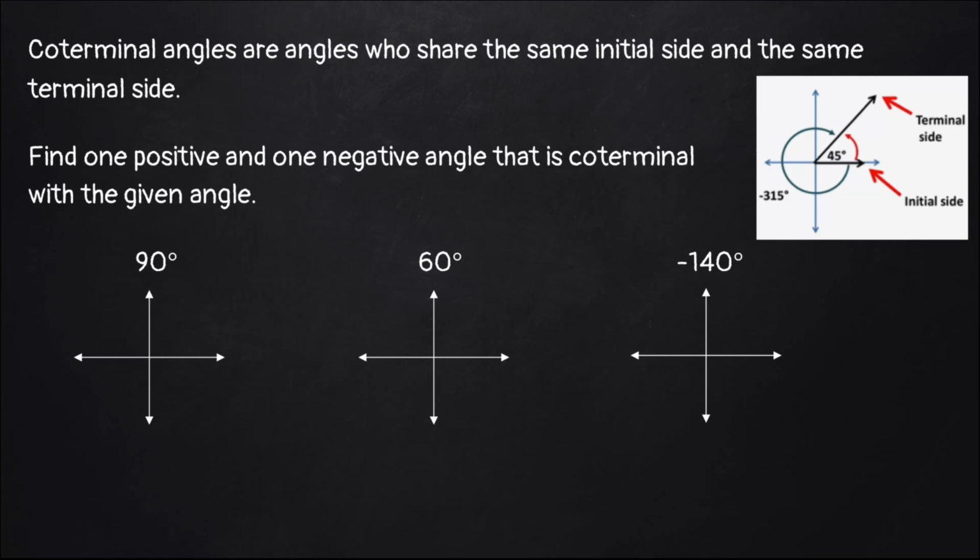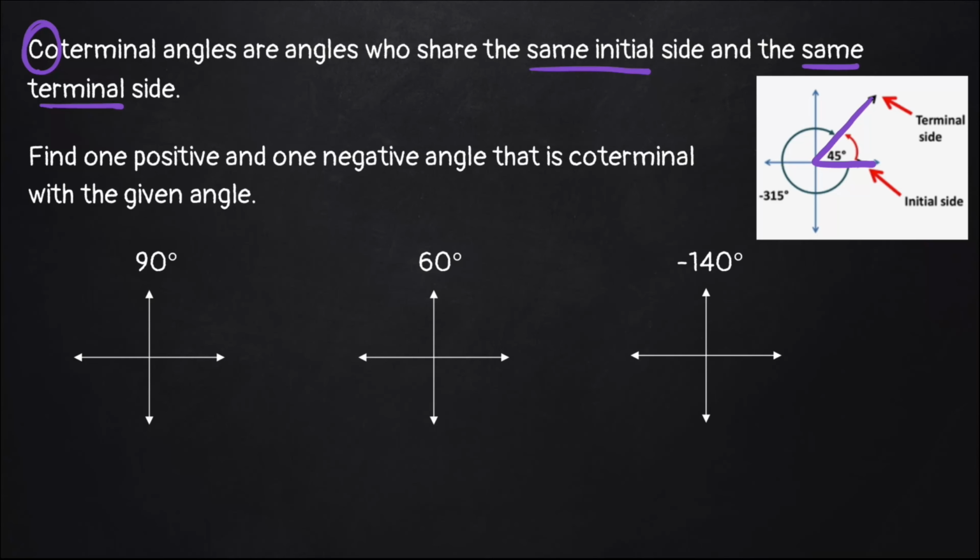Here we're going to look at coterminal angles. Coterminal angles are angles that share the same initial side and the same terminal side. If you think about that prefix co, they are together, sharing the same ending side and beginning side. When you really think about it, these angles are pretty much the same, right?